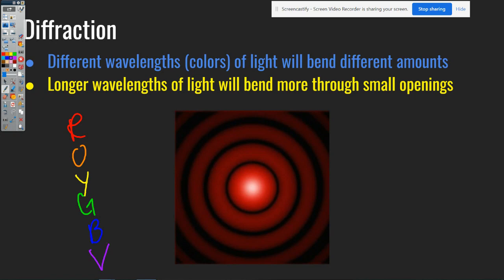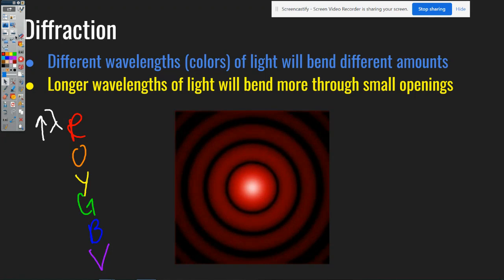So these are all going to bend differently. The ones that have the longer wavelengths are the lower frequency. So that means that red waves have longer wavelengths, so they're going to bend the most. That's why they go in this order, because it's how they bend through the opening.